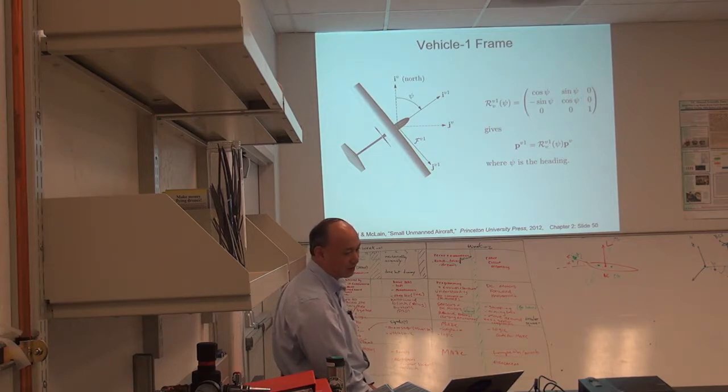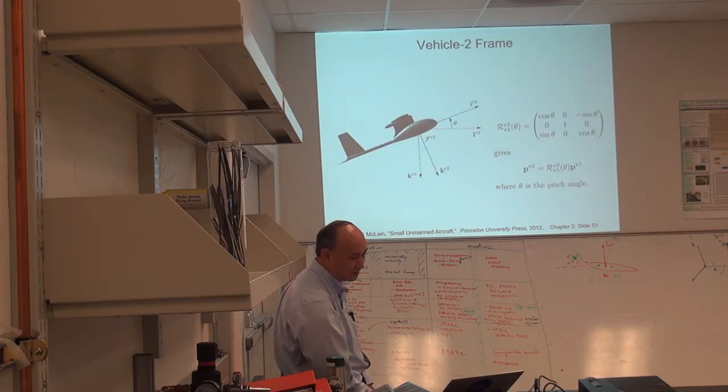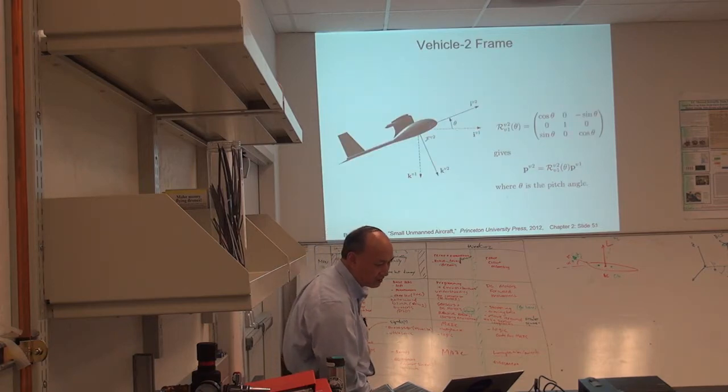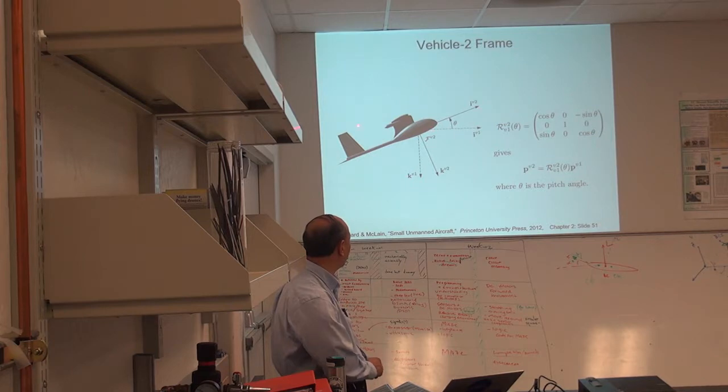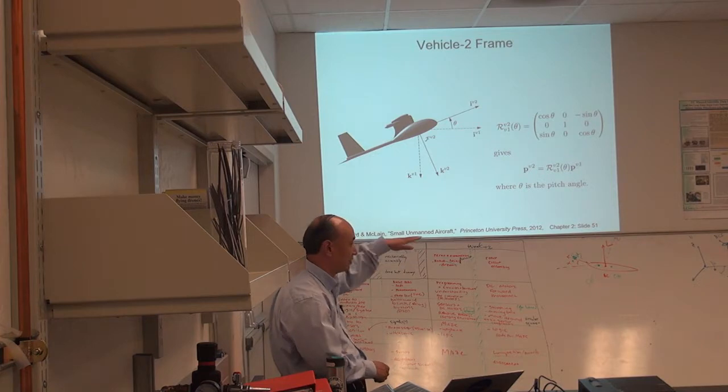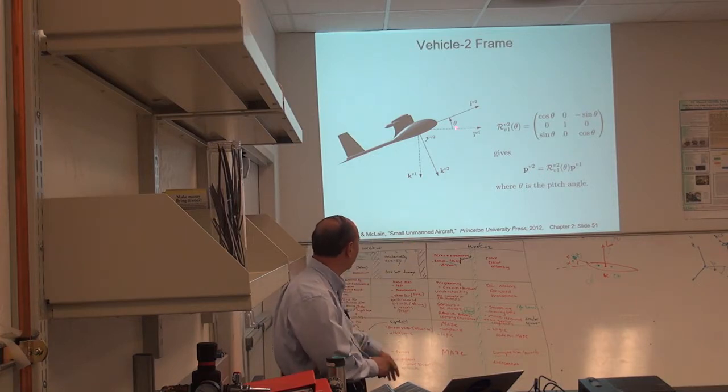So this is one way to do it, okay? So you fix the north, fix this. This is symmetric to here, so you can do that. Vehicle two is different. Again, you have the axis to here, then you define this like V, which is parallel to the ground, so you have the pitch angle theta defined like that, okay?